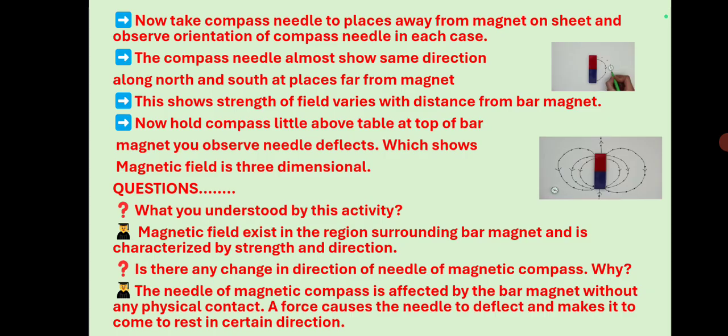Now when we come closer to the bar magnet, the magnetic field will be more. So the strength of the magnetic field is more nearer the bar magnet. As we go away from the bar magnet, the strength decreases. So we can say that the strength varies from point to point on this sheet which we took. Right? Not only the sheet, but in the whole region where the magnetic field is present.